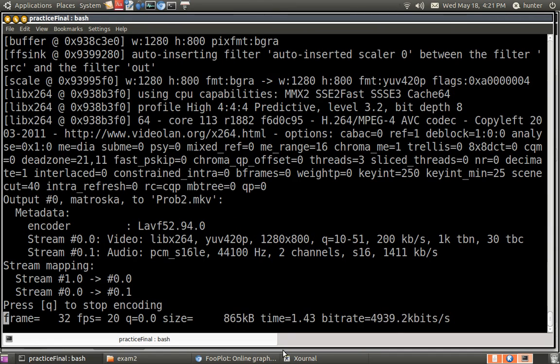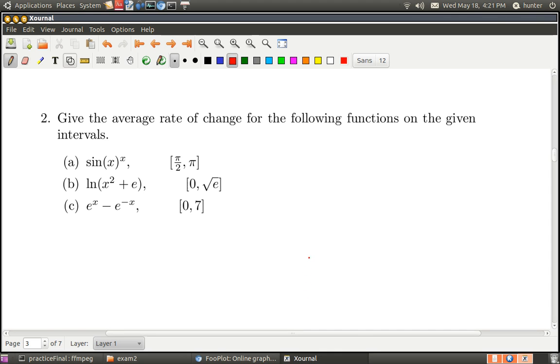Now let's take a look at problem 2 on the practice final. Okay, so it's just a problem about giving the average rate of change. So it's very easy. We don't need to know what the graphs of these functions are, but they're very pretty.